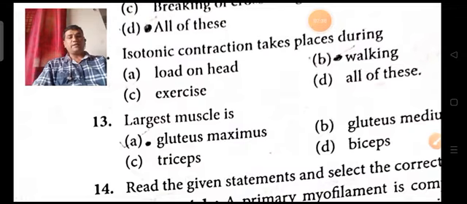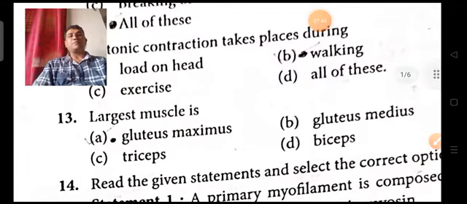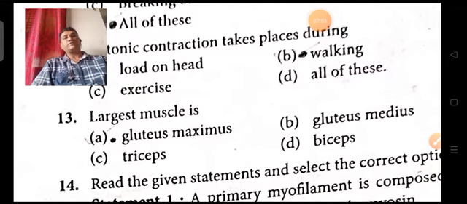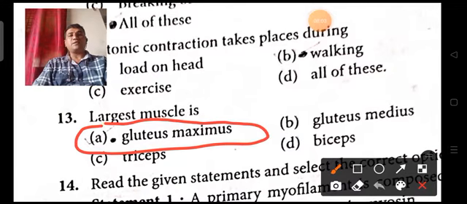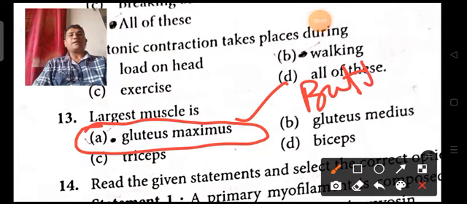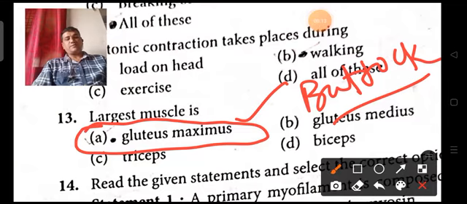Next, the largest muscle is: gluteus maximus, gluteus medius, triceps, or biceps. We know that the deltoid is present in the shoulder region. Gluteus medius itself says that it is the medium, and gluteus maximus is the largest muscle in the human body. Already we have discussed this. It is present in the buttock region.